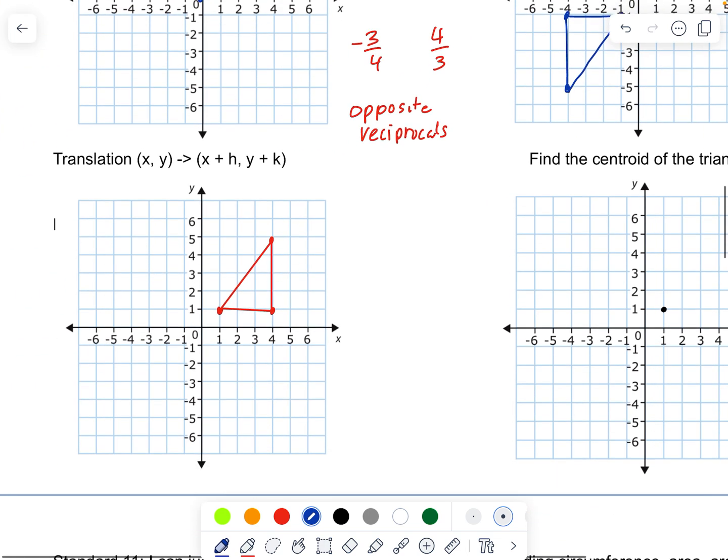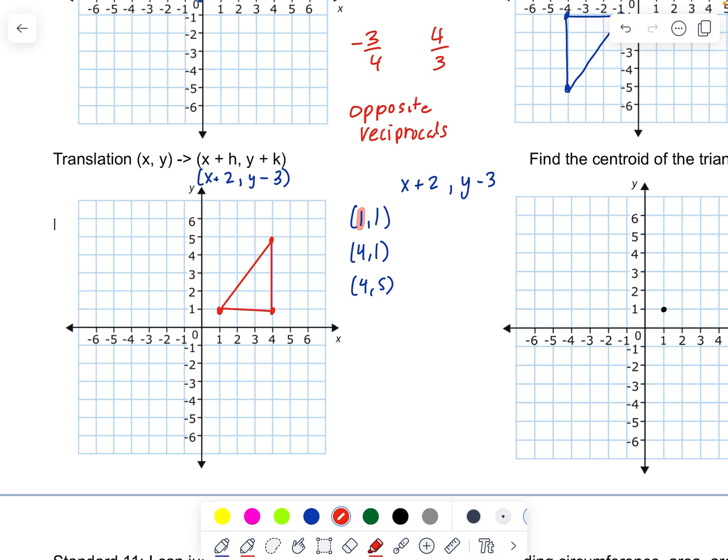A translation. For a translation, I'll make up some numbers here. We're going to take our points, 1, 1, 4, 1, 4, 5, and we're going to apply this rule. We're going to take x and we're going to add 2 to it, and we're going to take y and we're going to subtract 3 from it. And that's going to be a translation of 2 units to the right and 3 units down.